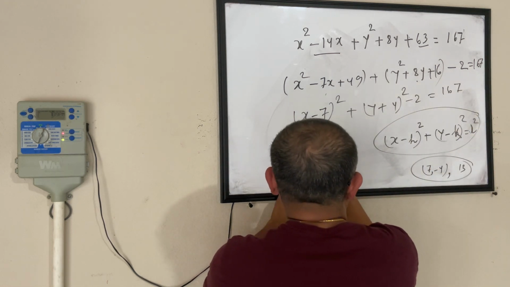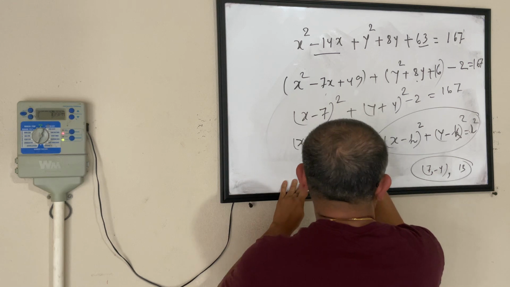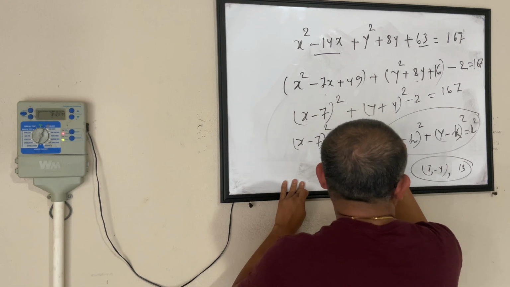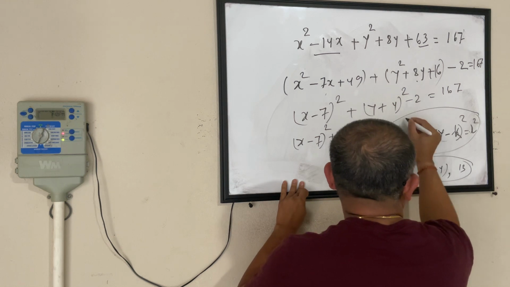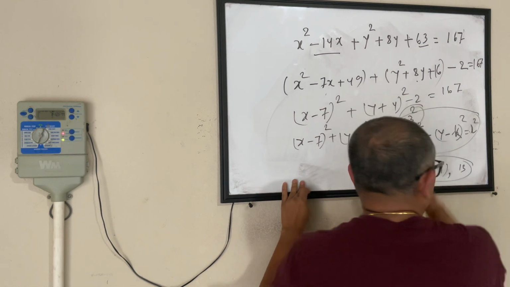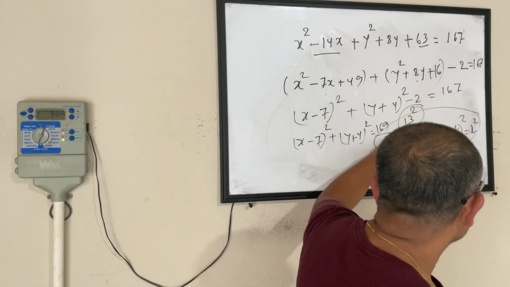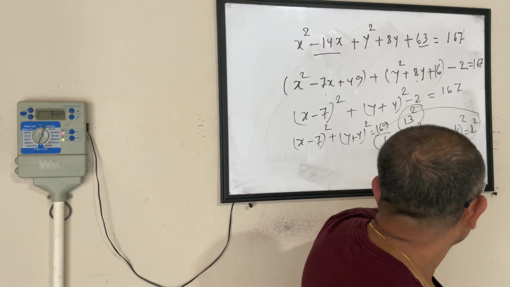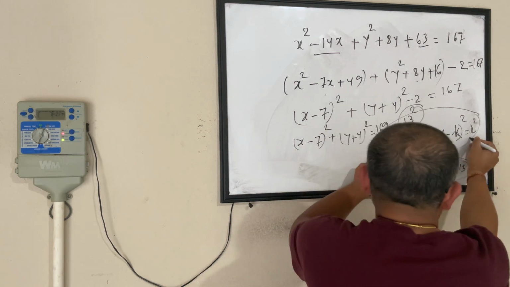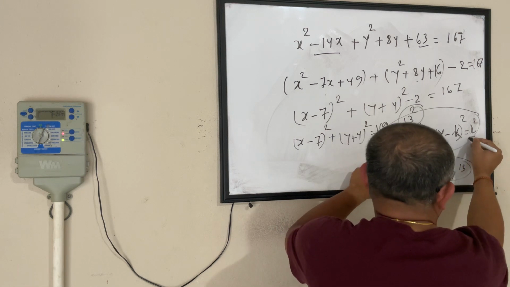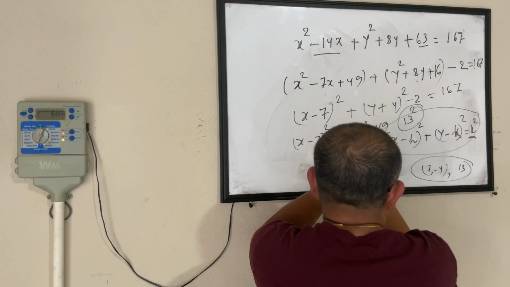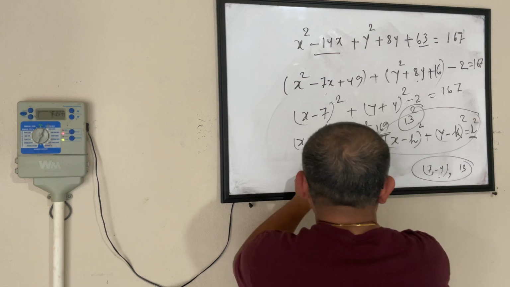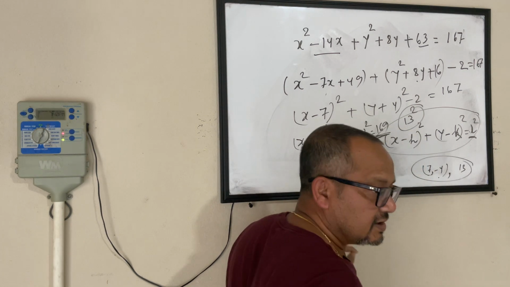So (x - 7)² + (y + 4)² equals 167 plus 2, 169, which is nothing but 13². And that is how you got the radius as 13. So this fits in this equation, right? So this is 13², so r is 13, and then your y coordinate is -4 and x coordinate is 7.